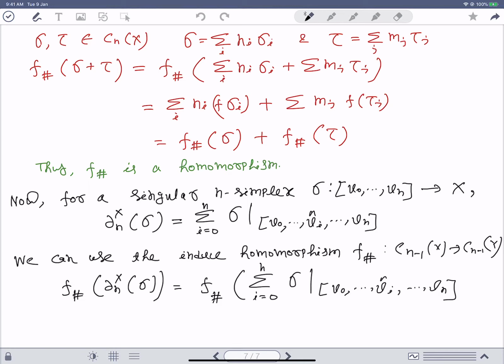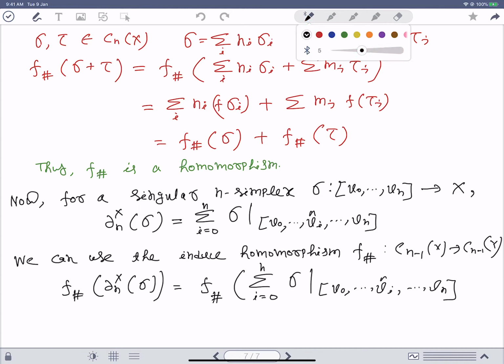Now note that if you want to be more specific, you can use n minus 1 here, because the f hatch which we applied before is different from this one. We defined it earlier from Cn to Cn, but this one is from Cn minus 1 x to Cn minus 1 y. So you can write f hatch n minus 1 and previously f hatch n, but it is fine if you omit this to avoid the notation.